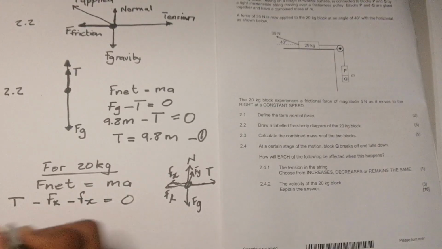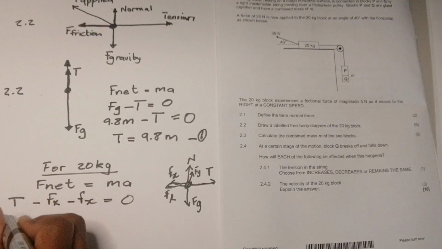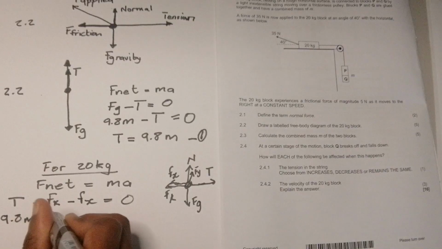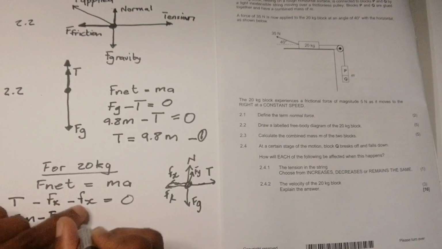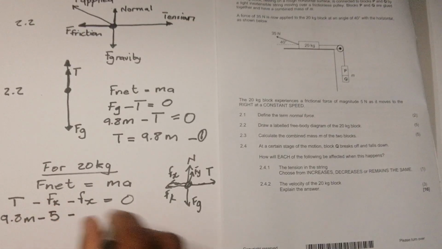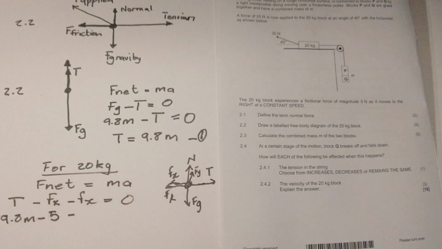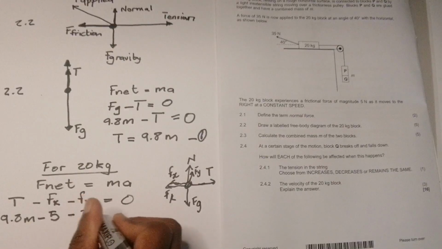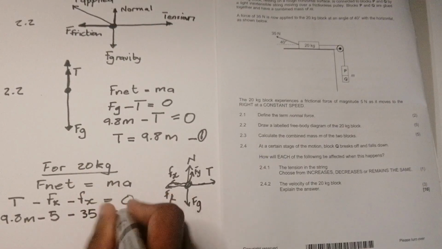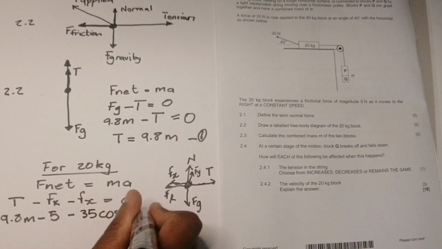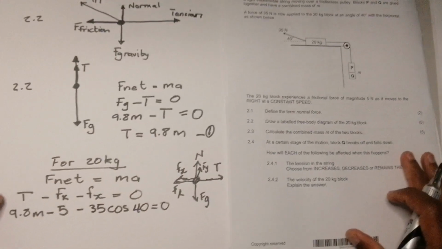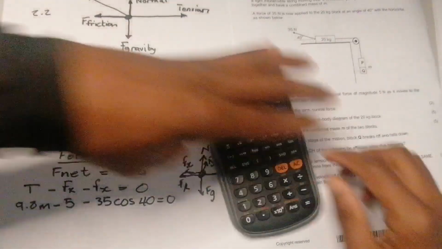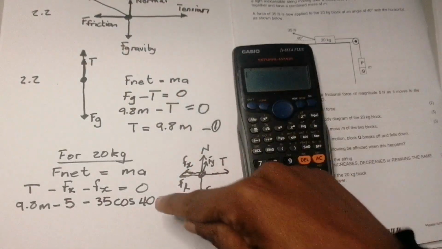And all of this should be equal to 0. So we said our tension value is 9.8 m. Our friction value was given as 5, and our Fx value, we always said that's F cos, so that's going to be 35 cos of 40, and this is equal to 0. All that's left for us to do now, ladies and gents, is to simply work it out. Let's see what we get there.